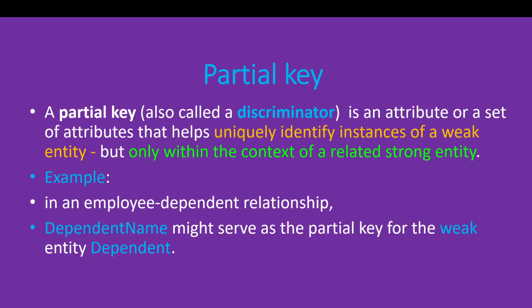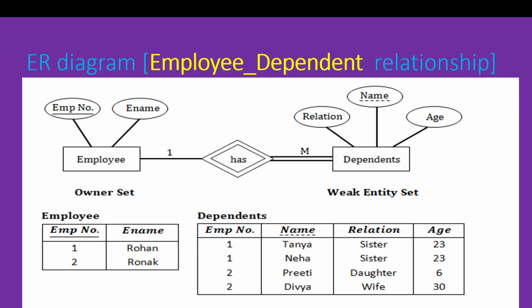Another thing is how the dependent is uniquely identified within the context of the strong entity, which here is the employee. The dependent name might serve as the partial key for the weak entity, that is, the dependent. Coming back to this figure, suppose we have different instances of employee: employee 1 with the name Rohan, and employee 2 with the name Ronak. Similarly, we have dependent instances.